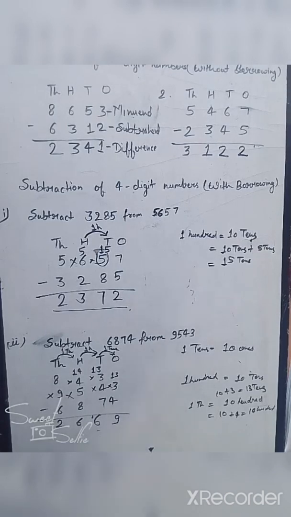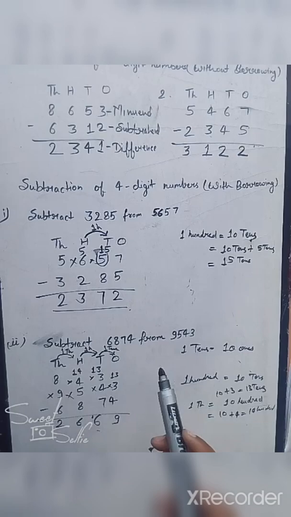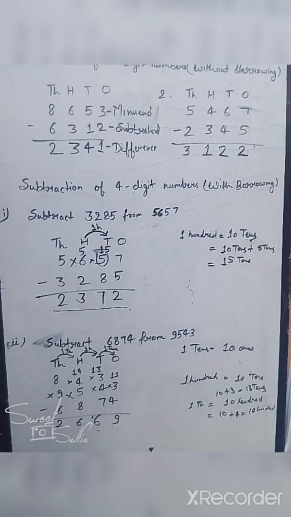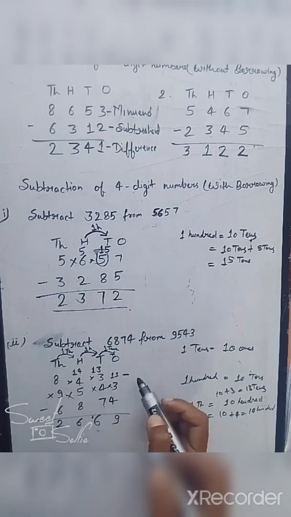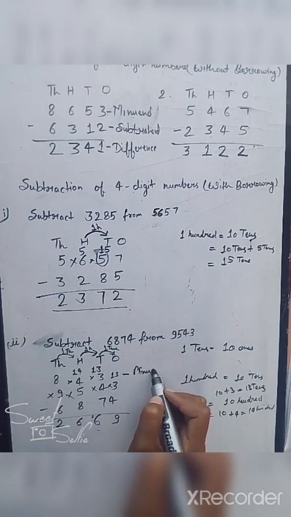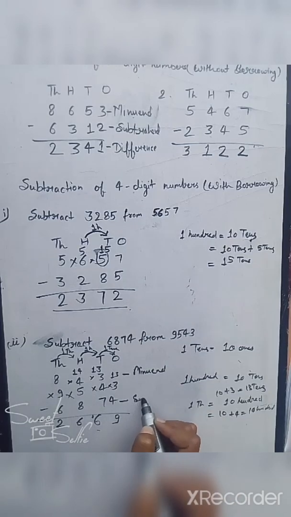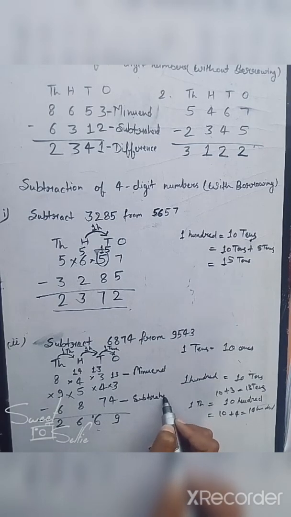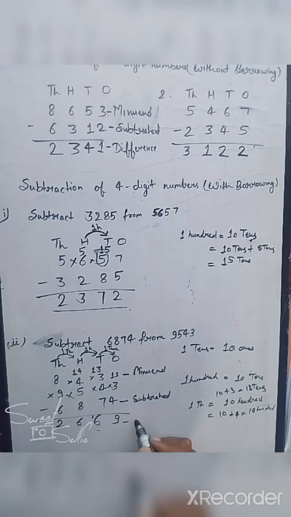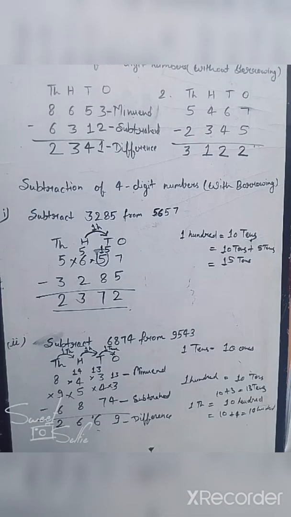This is the difference between these two numbers, 6874 and 9543. And in this also, subtraction with borrowing, this number is the minuend, this is the subtrahend, and the answer is the difference. Okay, I hope you all have understood subtraction of 4-digit numbers.